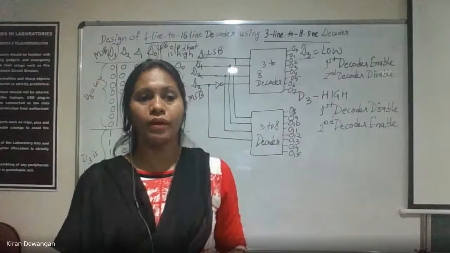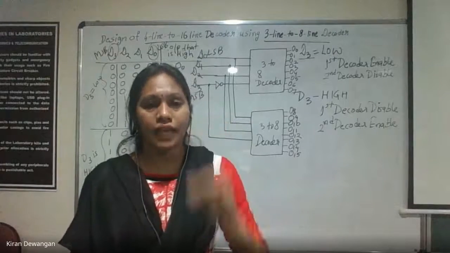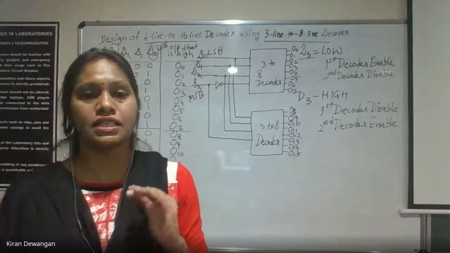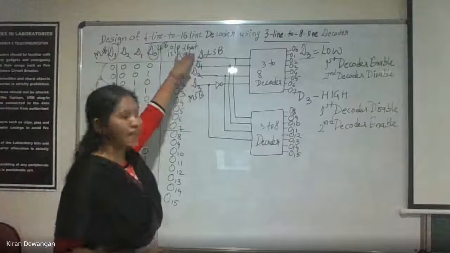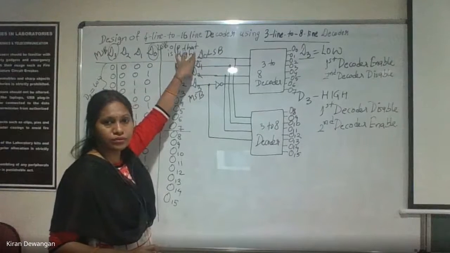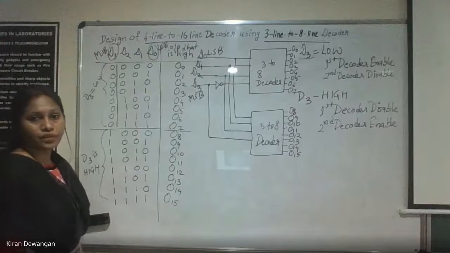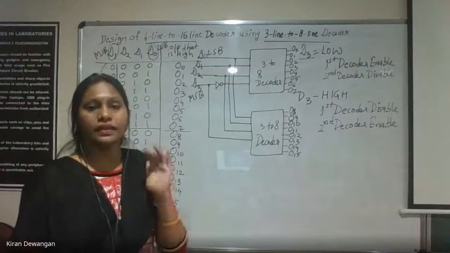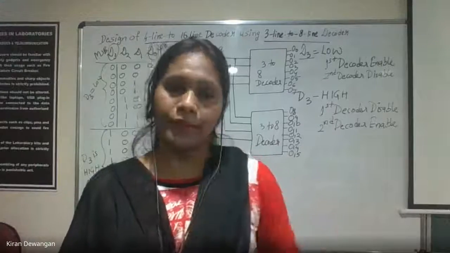MSB ही enable रहता है. Just remember this concept. Only the MSB, that is most significant bit, is considered as an enable input. No other bit can be taken as an enable input because that will completely change the combinations. Combination पूरा change हो जाएगा. Are you getting my point? Only the MSB is considered as an enable input.